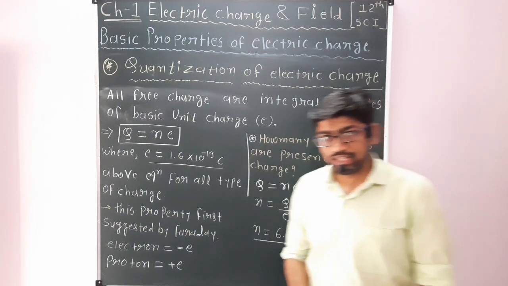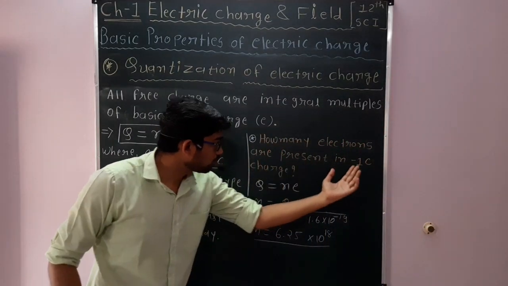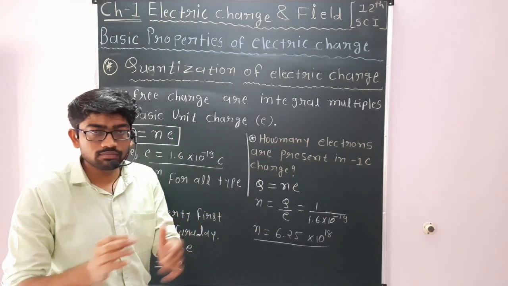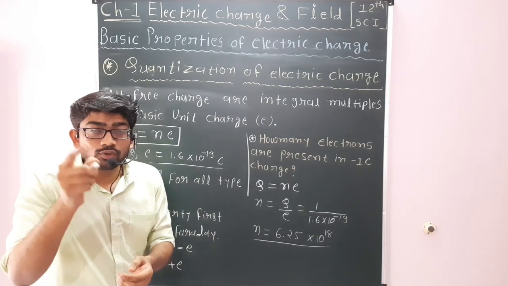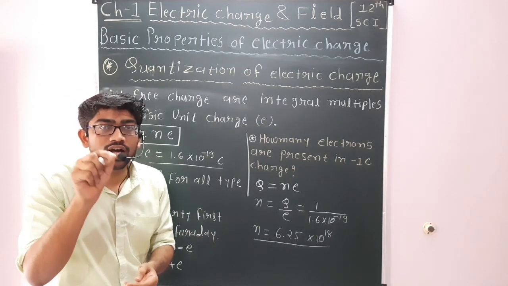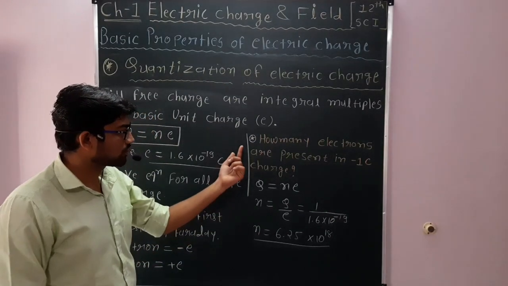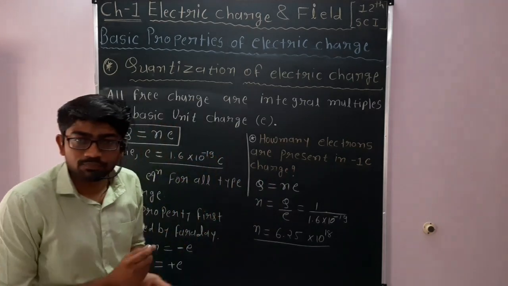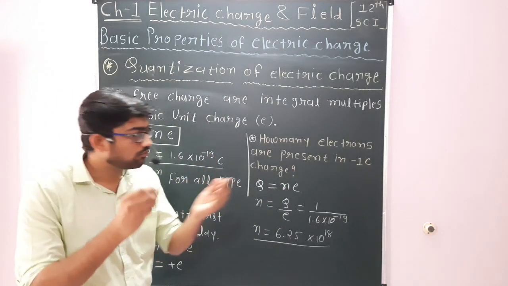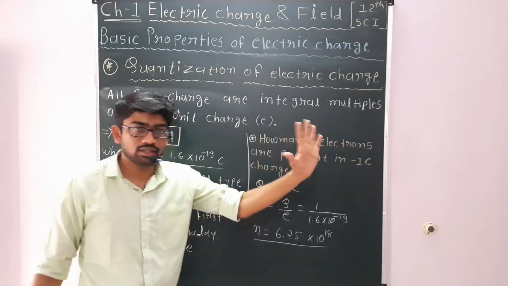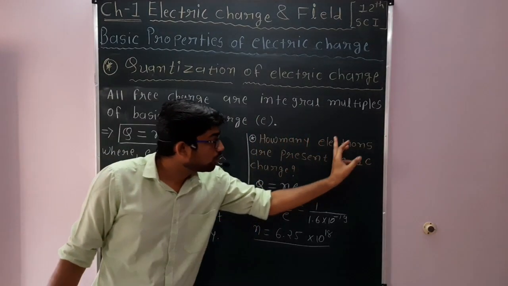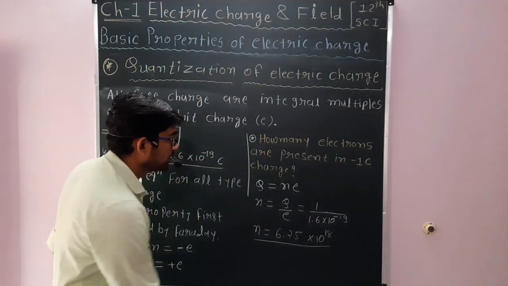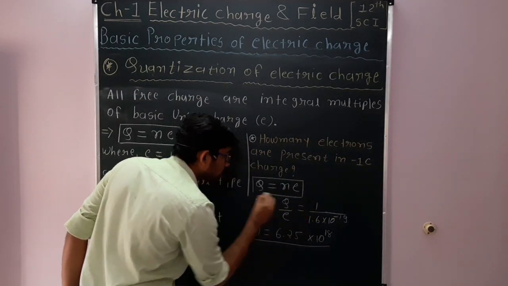Suppose I take one example. How many electrons are present in minus 1 coulomb charge? In any system, minus 1 coulomb charge is present. So you can count how many electrons are actually present. One question: how many electrons are present in minus 1 coulomb charge? So 1 coulomb charge is given in a system. Find the number of electrons. What is the total number of electrons? See, we can use this equation, Q is equal to n e.